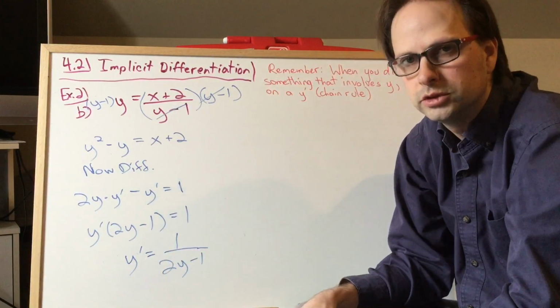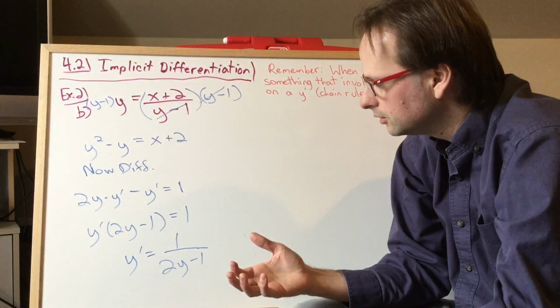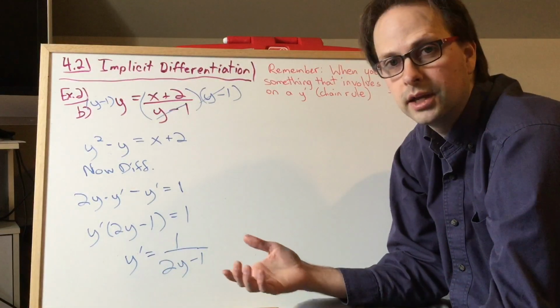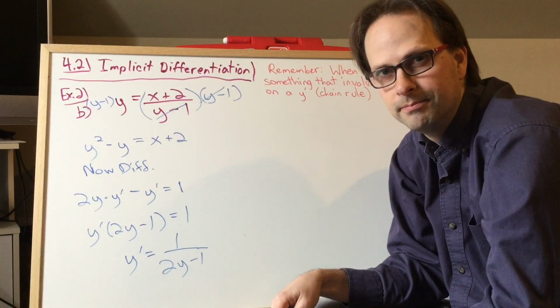If you do it with quotient rule, you're going to get a slightly uglier expression for the derivative, but it will still be correct, and either one's a correct answer. And again, you can check that out in the PDF that's linked just down below.